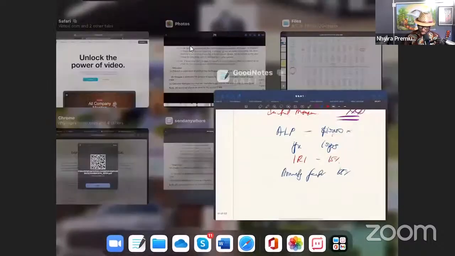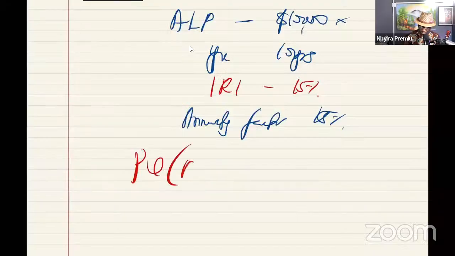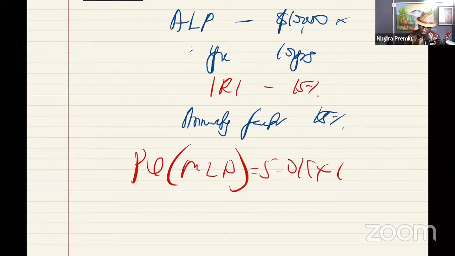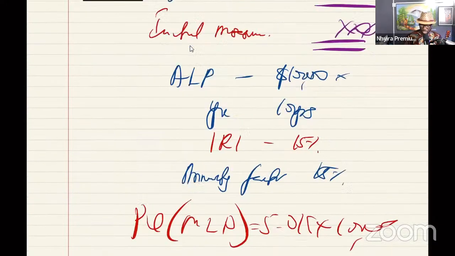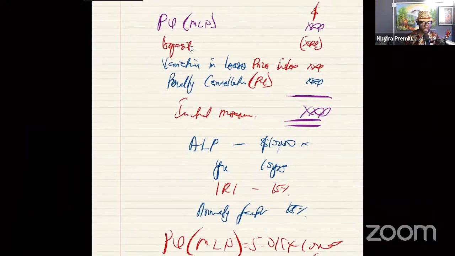So to get the present value of the minimum lease payments, it will be 5.019 times 10,000, and your answer is the present value of the minimum lease payment. So that's how you calculate the present value of the minimum lease payment. It is the annual lease, because you are paying the same amount of money over the period. That's why we use the annuity factor.